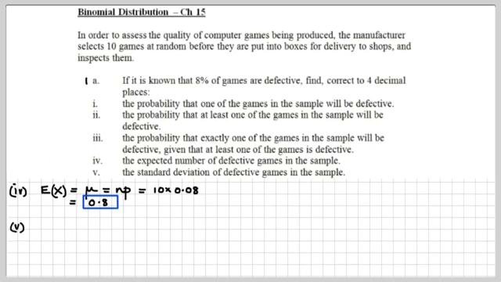Alright, number 5, to keep us alive, the standard deviation. Alright, standard deviation means you have to work out the variance, and the variance with a binomial distribution is just npq or np(1 minus p), same thing. Okay, some people refer to 1 minus p as q.